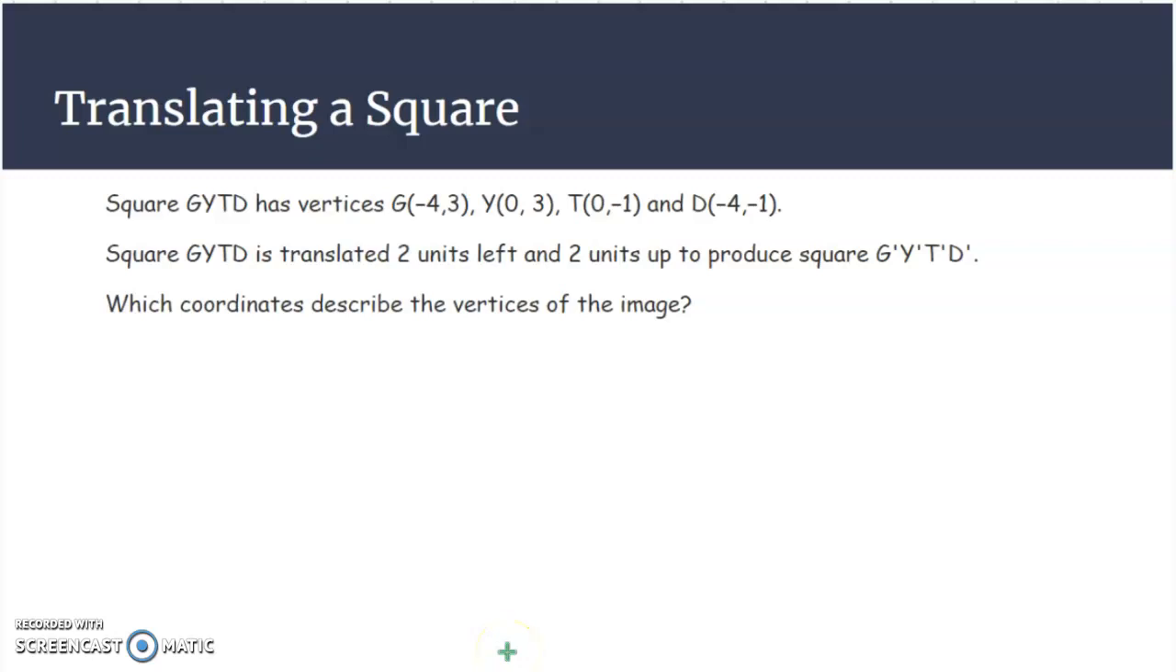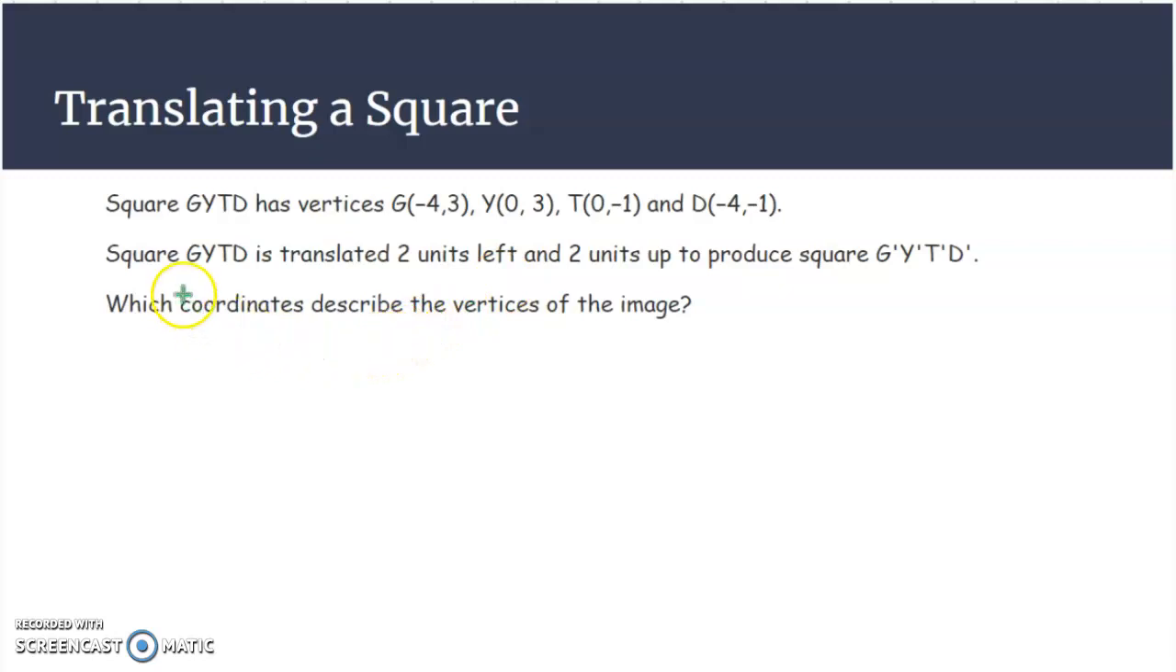So today we're going to talk about some more transformations and how that looks on the coordinate plane. Some of the problems I talk about will not show an actual coordinate plane. We will just have coordinates themselves to look at, just like this one here. So we have square GYTD. It has vertices at G, Y, T, and D with these coordinates here.